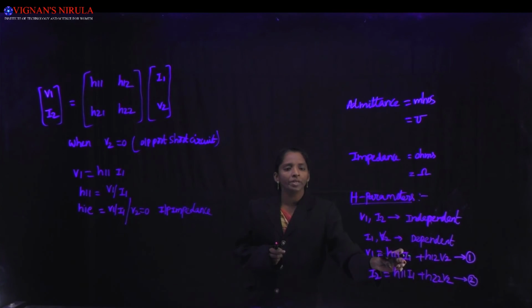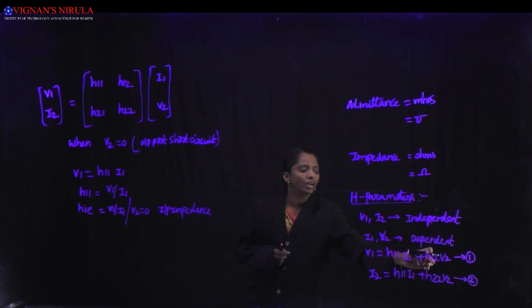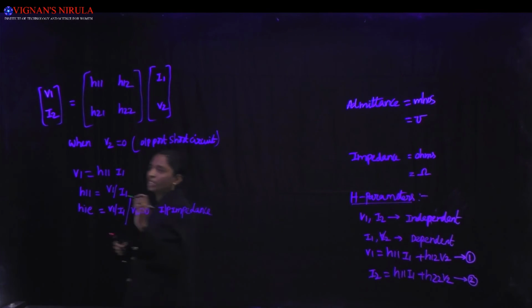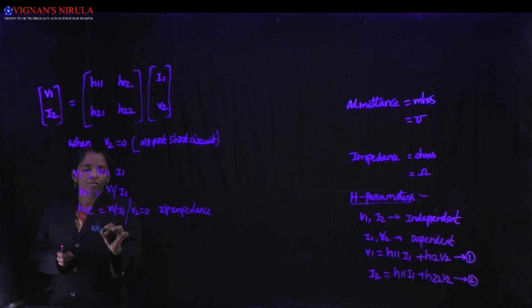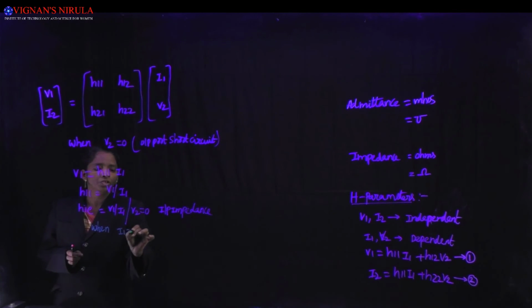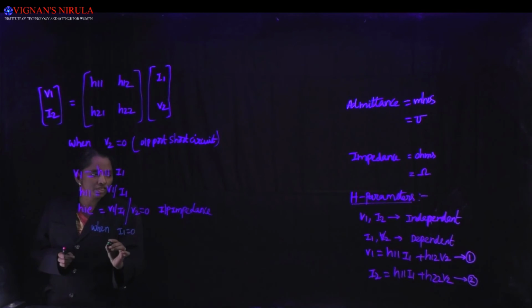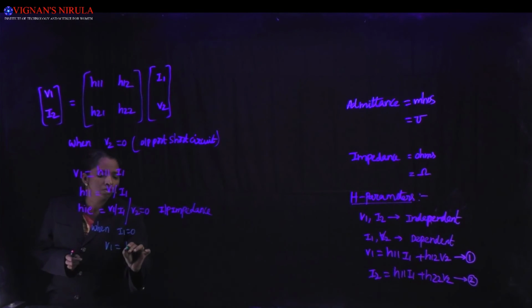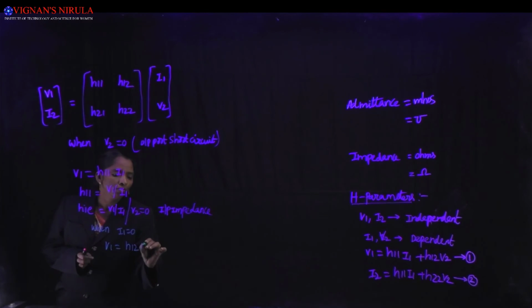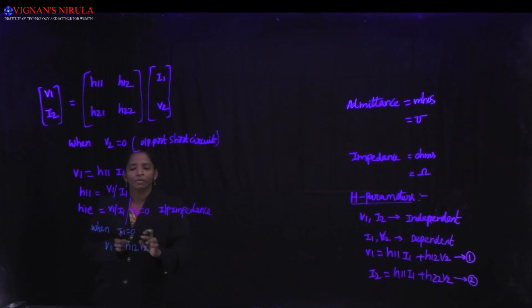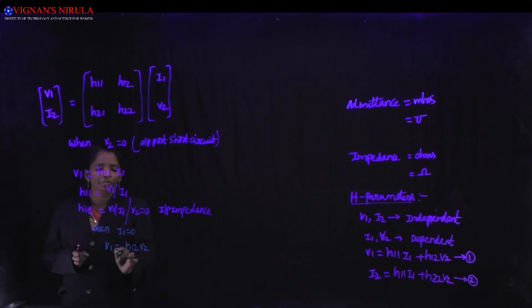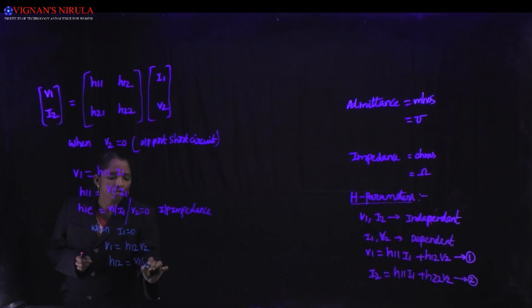Now calculate H12. To get the H12 value, I1 should be 0. Am I correct? Then when I1 equal to 0, we have the equation V1 equal to H12 V2. Am I correct? V1 equal to H12 V2. From this equation, I can write H12 equal to V1 by V2.